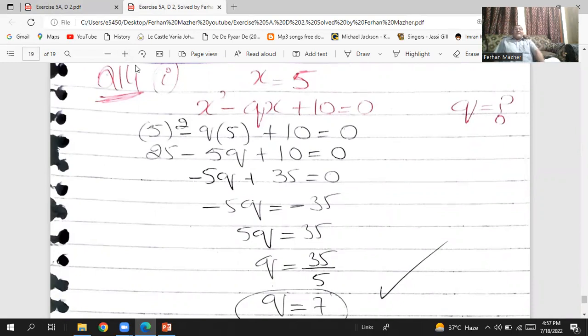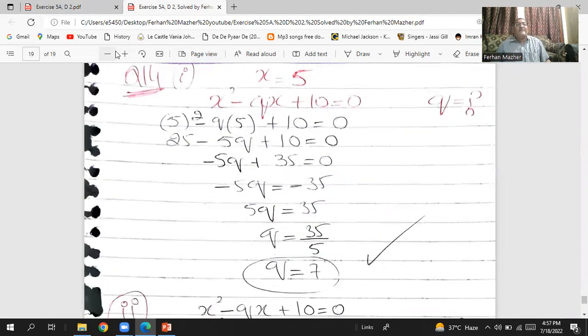So you will have x squared minus 5q plus 10 equals 0. So you will have 25, 5 squared will be 25, minus 5q plus 10 equals 0. So minus 5q plus 35 is equal to 0. So minus 5q equals minus 35. So minus minus will be cancelled. So 5q is equal to 35. So q will be equal to 35 divided by 5. So the value of q will be 7.